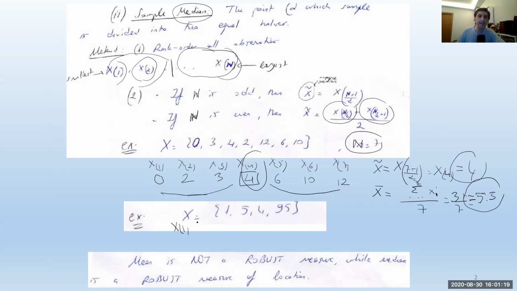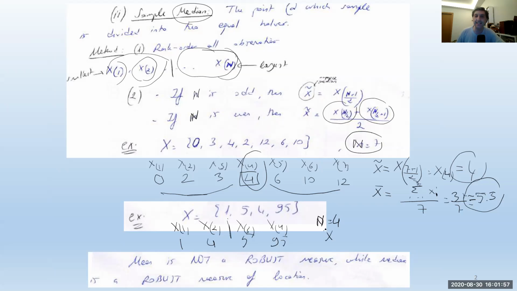Okay, let's do the same thing for this other data. So I'm going to do this, x1, x2, x3, x4. We got 1 here, 4 here, 5 here, and 95 here. Note that this time n is equal to 4, an even number. And in this case, when you have an even number, there is not going to be a median directly from the list. Why? Because there should be a virtual observation between those two entries, so that it divides the whole set into 2. And that's exactly what this equation says.